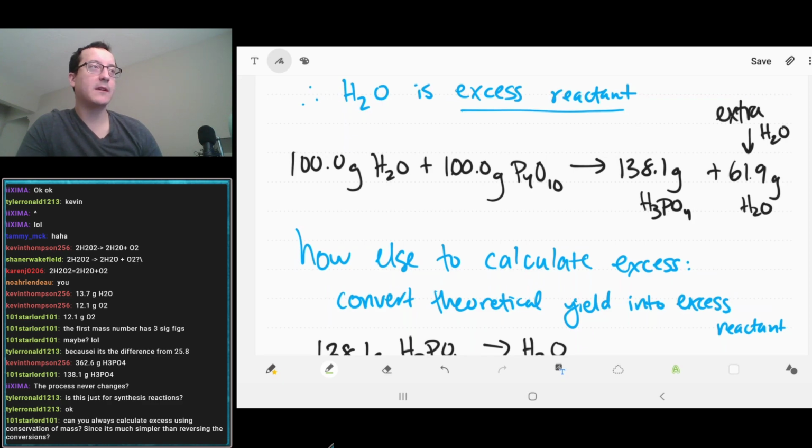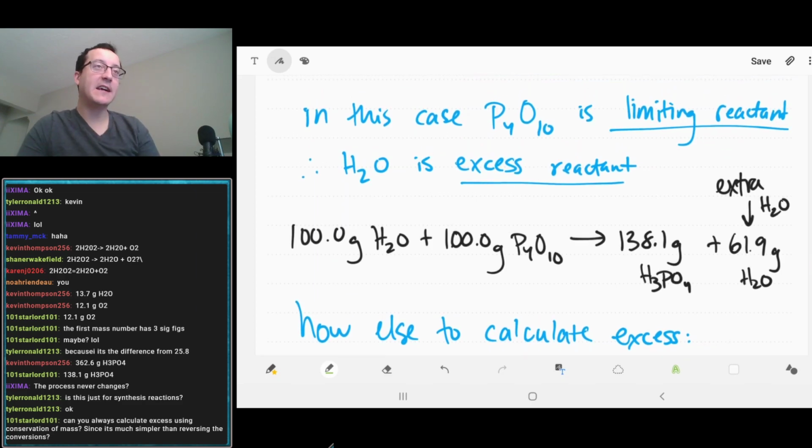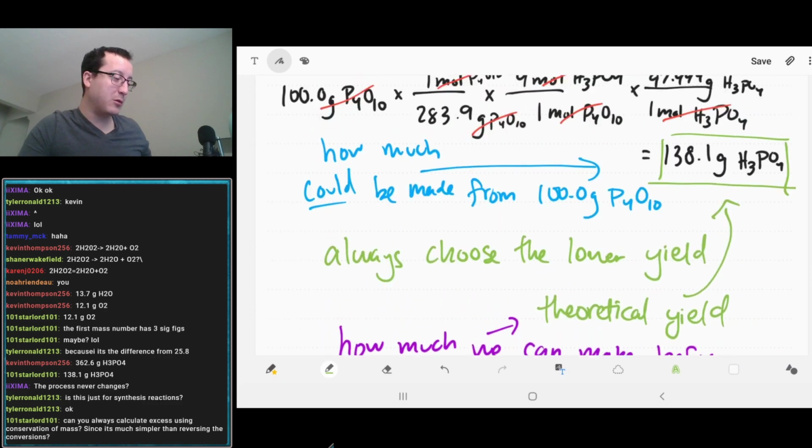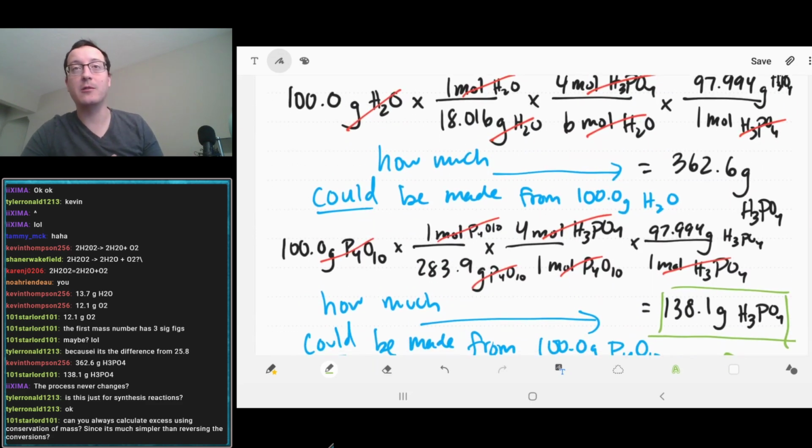All right, any questions on this problem? Anytime you are given masses of 2 different reactants, you're going to have to do the process where you do both calculations, and you'll always choose the lower number. Okay, so let's do another one of these.